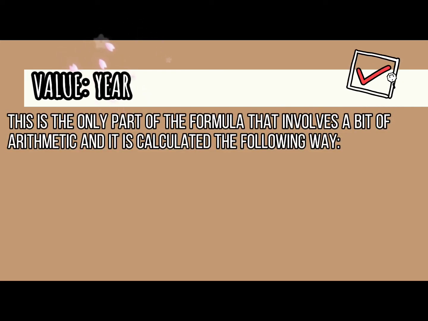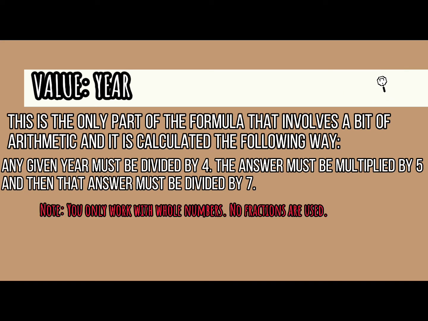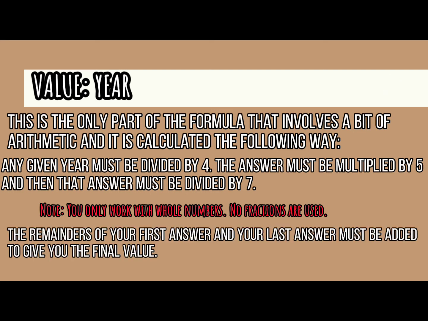This is the only part of the formula that involves a bit of arithmetic, and it is calculated the following way. Any given year must be divided by 4. The answer must be multiplied by 5, and then that answer must be divided by 7. Note that you only work with the whole numbers, no fractions are used. The remainders of your first answer and your last answer must be added to give you the final value.